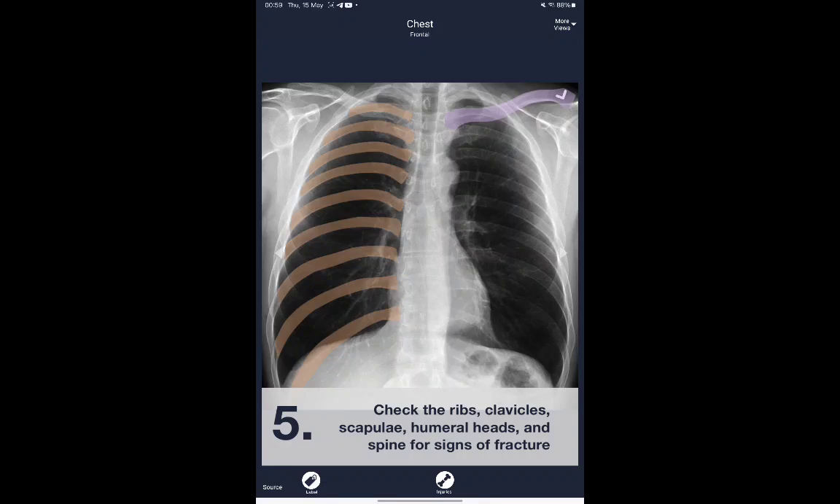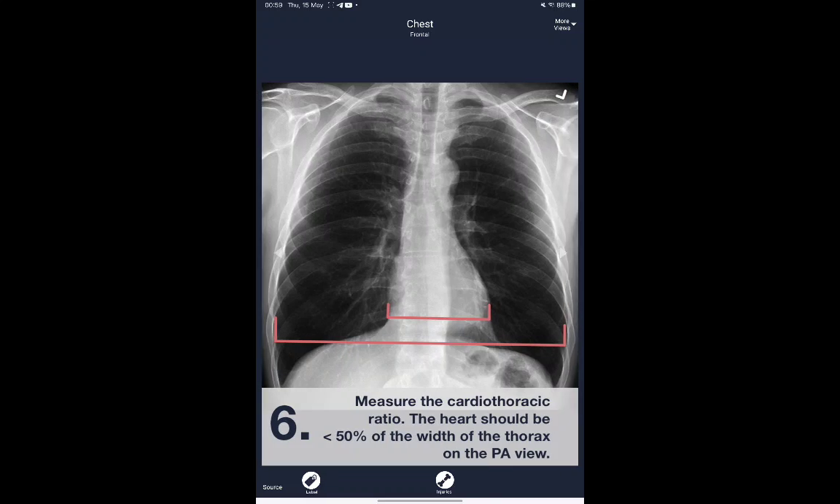Here check the ribs, clavicle, scapula, humeral heads in the shoulder joints bilaterally, and spine for signs of fractures. Here we scan the bone. Here make sure that you do not have cardiomegaly in this study by measuring the cardiothoracic ratio. The heart shouldn't exceed 50% of the width of the thoracic cavity on a PA radiograph.